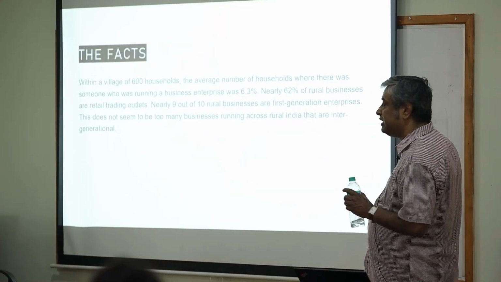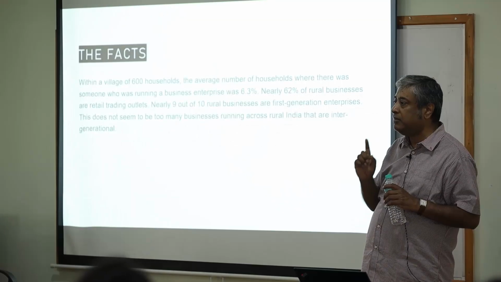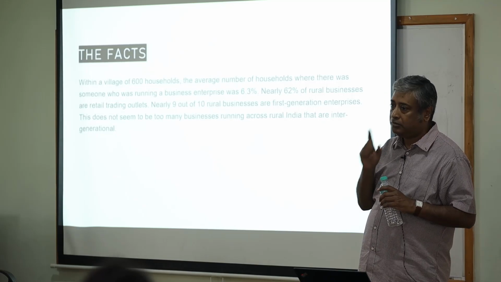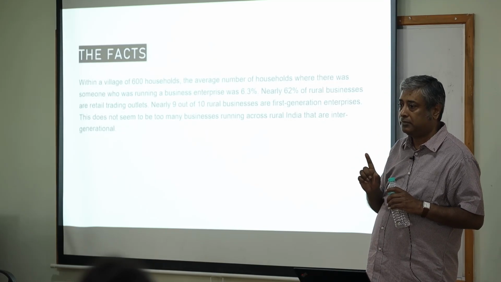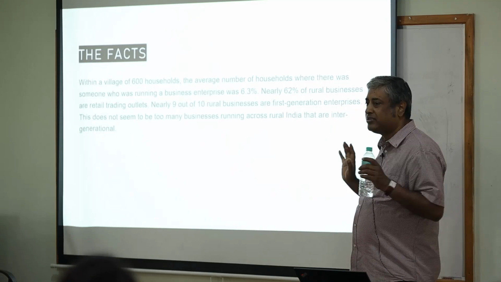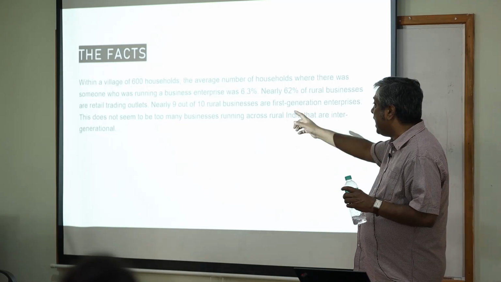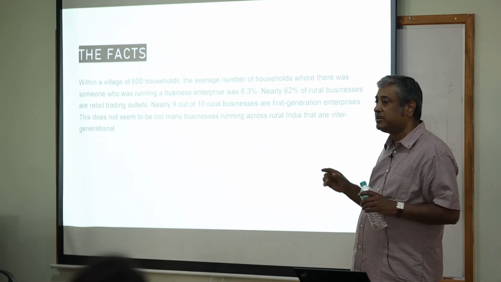Within a village of, let's say, 600 households, the average number of households where there was someone running a business enterprise was 6.3. So 1 in 100 will definitely be a guy or a girl doing business. Nearly 62% of all rural businesses are retail trading, which is expected. Chota dukan hai. 9 out of 10 rural businesses are first generation enterprises.